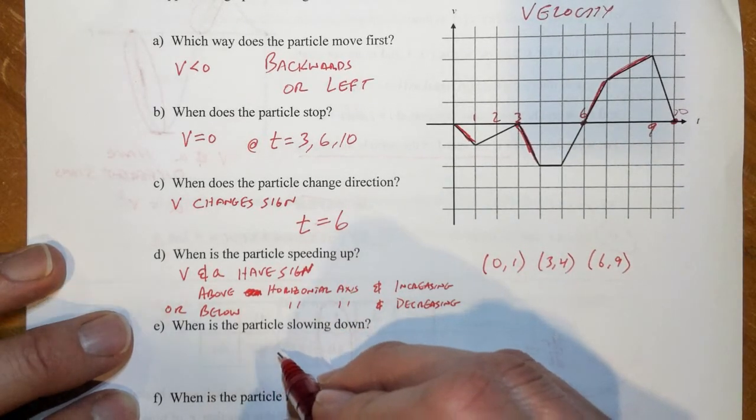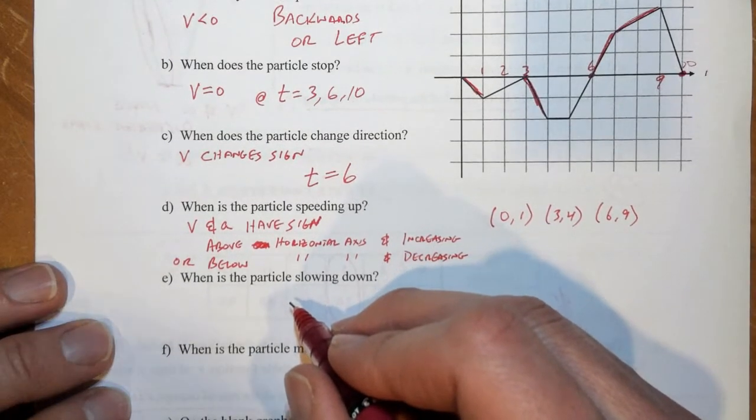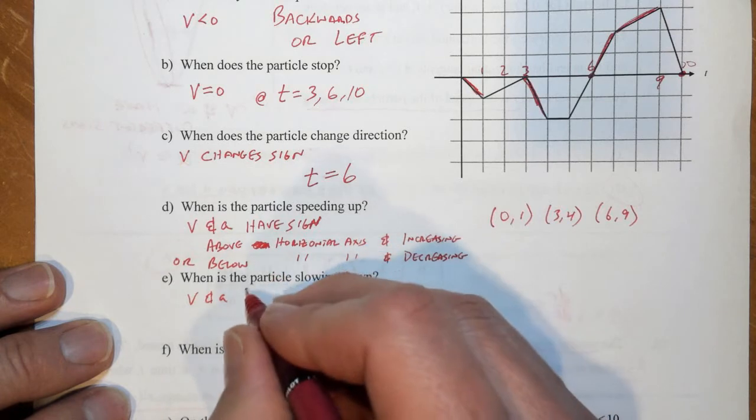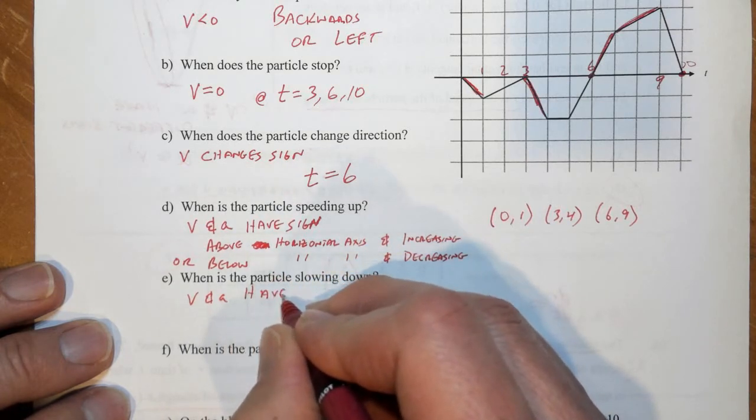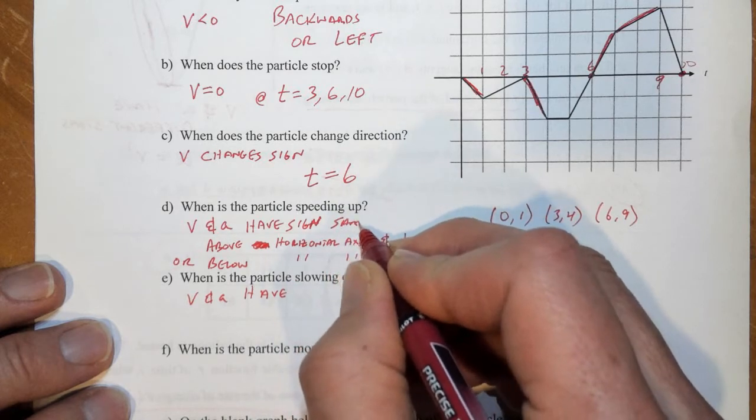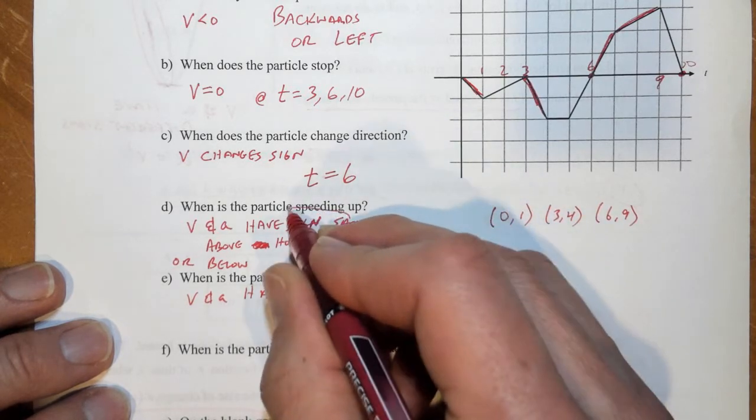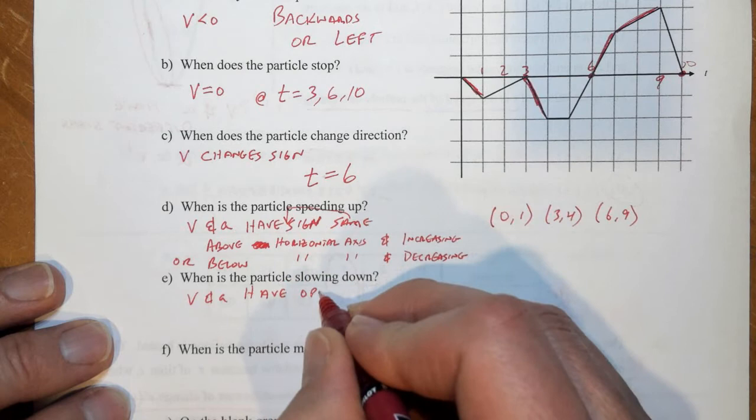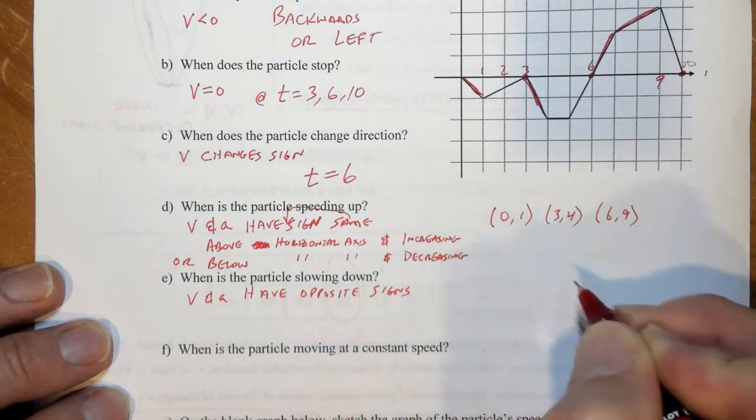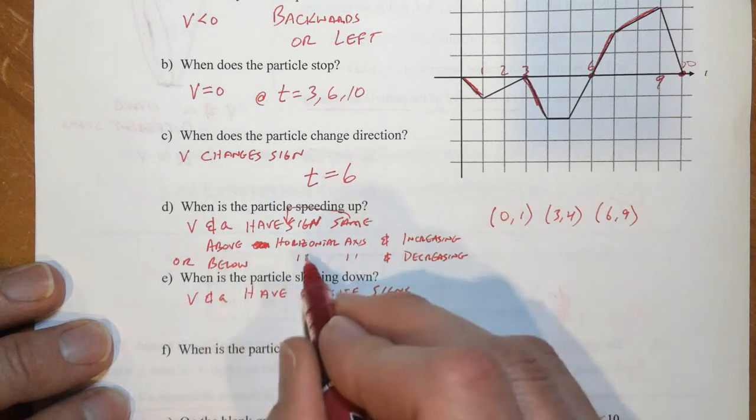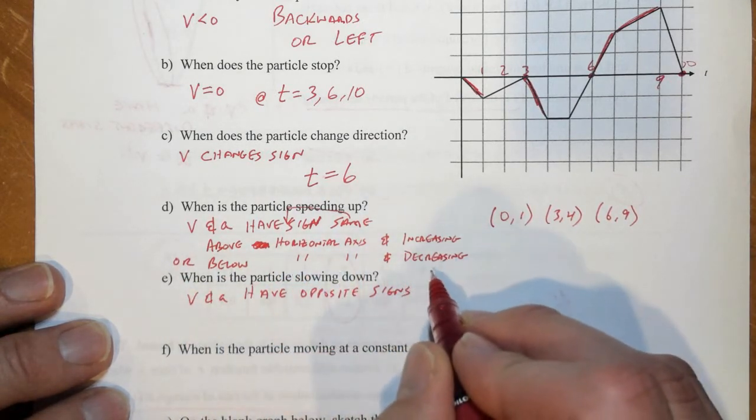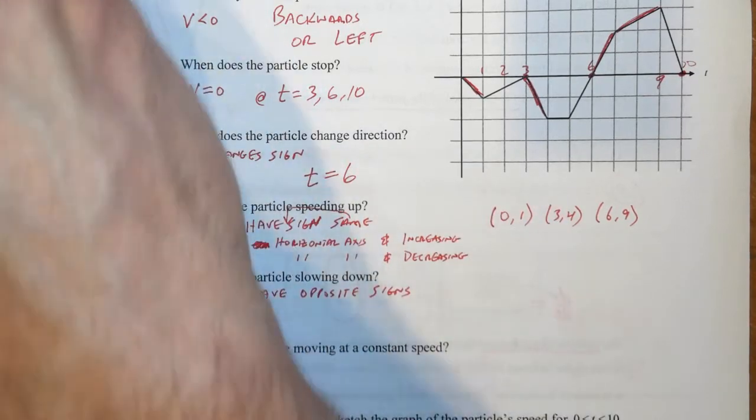When is the particle slowing down? All right, if the particle is slowing down, now we need velocity and acceleration to have, I wrote just sign up here. That should be the same sign. My bad. Put that right there. All right, have opposite signs. Okay, so that means we want to be above the horizontal axis but decreasing, or below the horizontal axis and increasing. Right. So I'm going to change colors here real quickly.